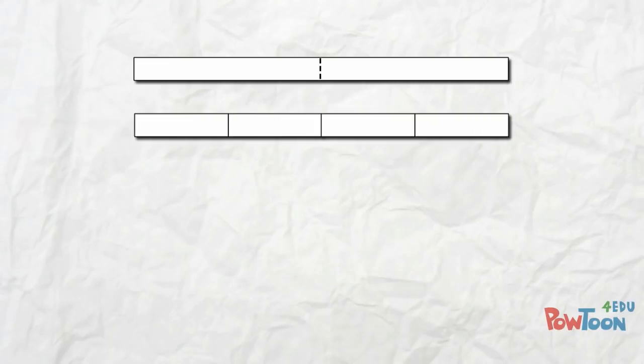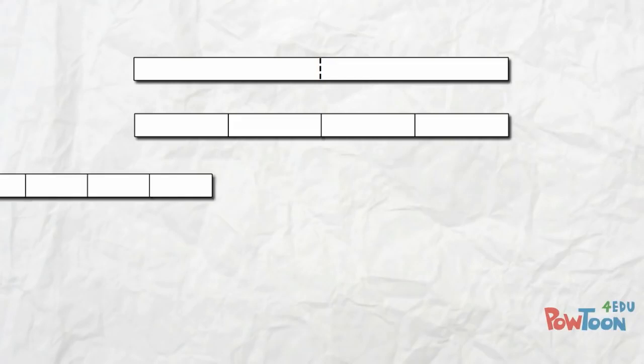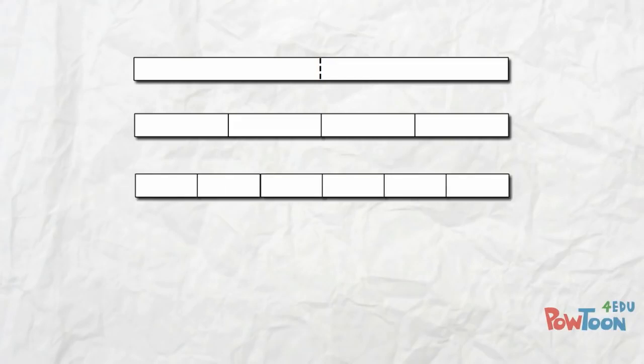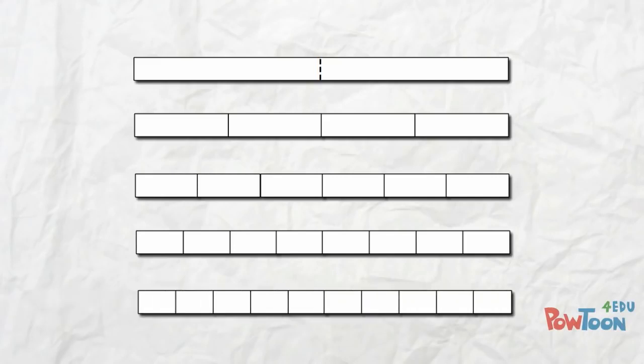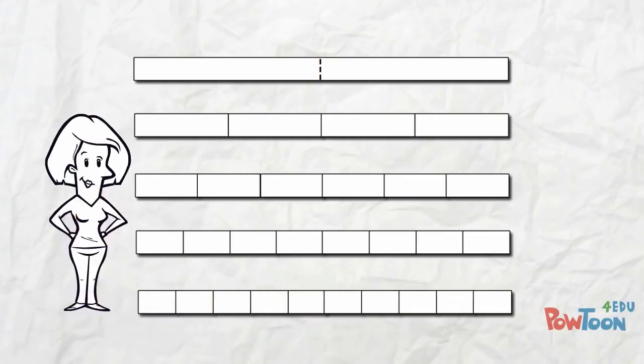Here's a whole one. Let's fold it to make two halves. This whole is in quarters. This is in sixths. This is in eighths. And this is in tenths. Let's colour up one half of it. One part out of two.